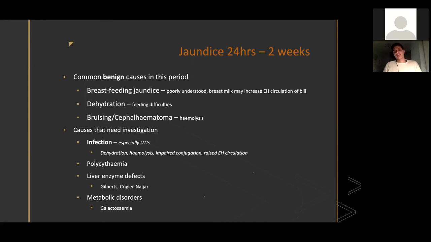You need to investigate things for infection, especially UTIs. UTIs can present like this because UTIs have dehydration, and they can cause a number of other changes in the body that can lead to predisposition for jaundice. Polycythemia. Liver enzyme defects, so Gilbert's, and for the show-offs again, Crigler-Najjar, and metabolic disorder, so galactosemia. Maybe something worth, if you really have time, just have a 2-minute read about galactosemia. It's an inability to break down galactose, which is one of the sugars found in milk, I think breast milk as well. So essentially it can compound on top of breastfeeding jaundice, and it can be one of the first signs.